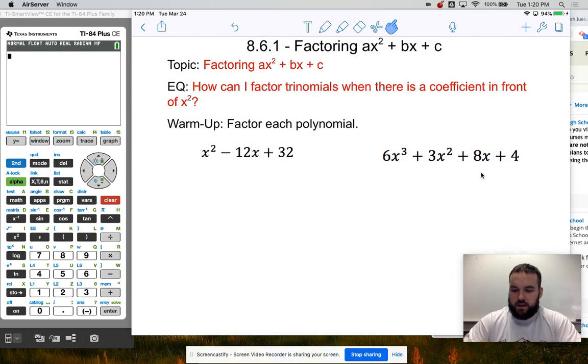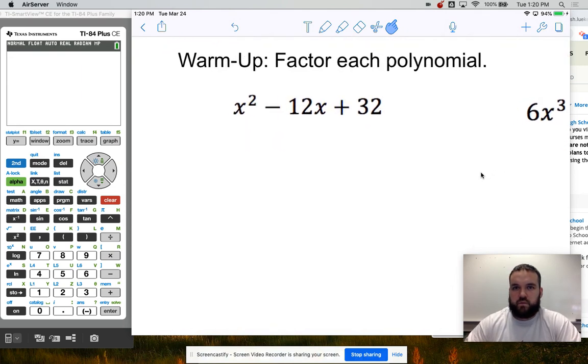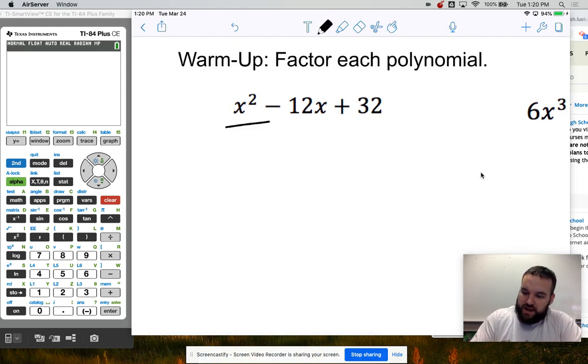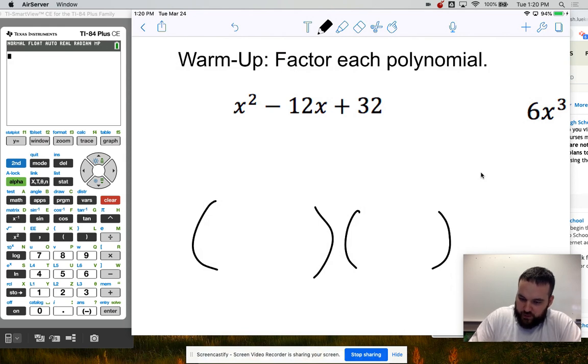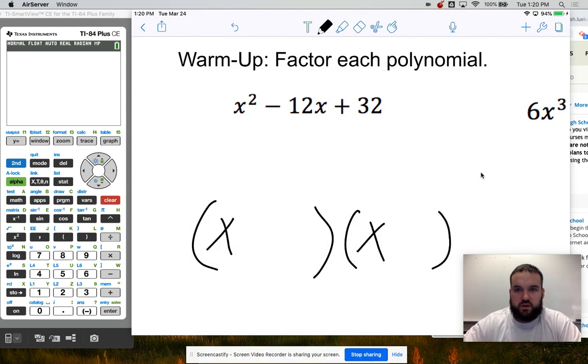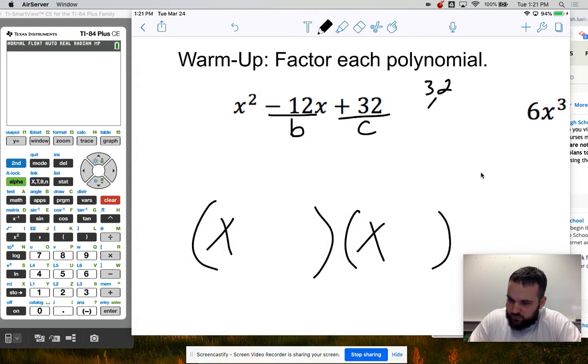But first, let's review some of the more basic factoring techniques that we've talked about. So if I have three terms, which is often a trinomial, and it's just plain x squared in the front, remember, factoring, the whole goal is to write it as a distribution problem. I know that in order to get x squared, I'm going to need x multiplied by another x. And then this is where we did the whole find two numbers that multiply to c but add up to b. So I need multiplies to 32, but adds up to negative 12.